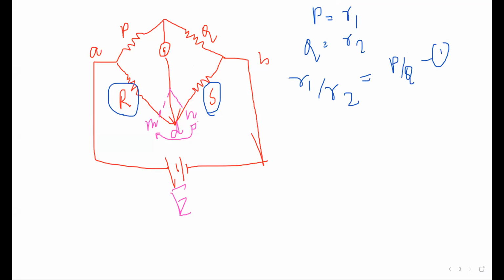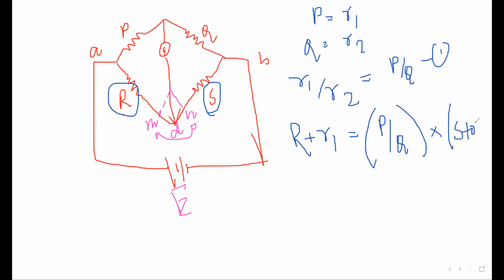Now you see here, the unknown resistance is capital R, right? If we try to modify the equation, how can we do that? We can again see that P and R are parallel to each other. So we can write the equation like this: R plus small r1 is equal to P by Q multiplied by S plus R2. Can I write this equation? Just check the formula, whether I can write this or not.